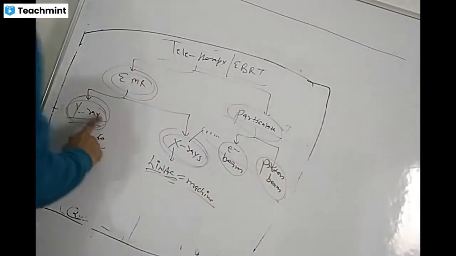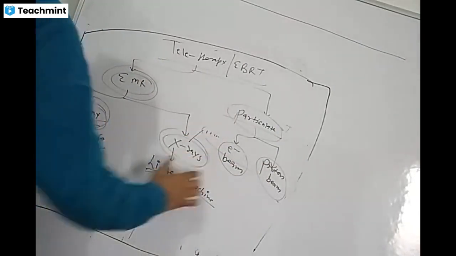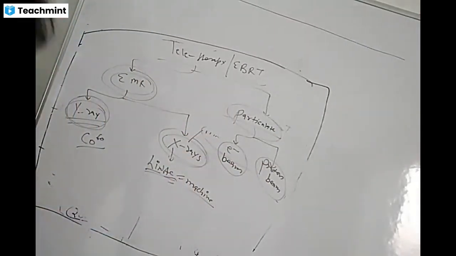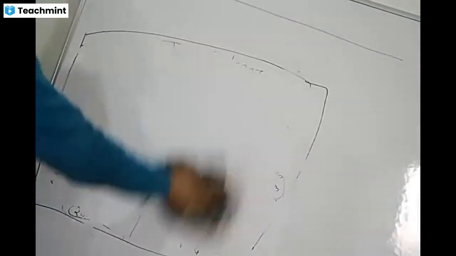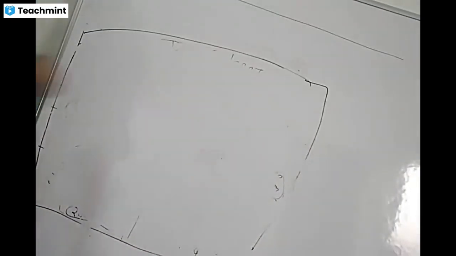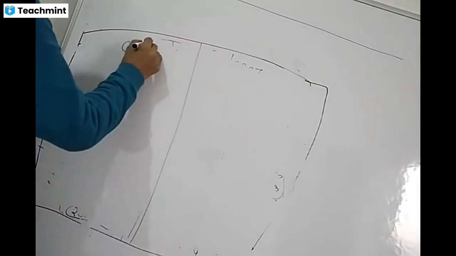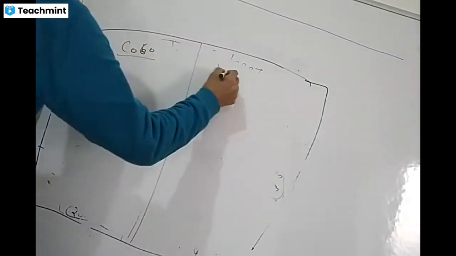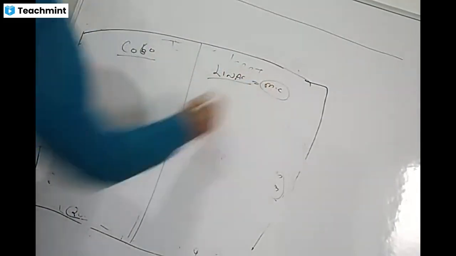So out of these two, gamma rays, that is cobalt-60, or LINAC, which is more commonly used? X-rays. So first, in teletherapy, we'll see that cobalt-60 and LINAC. Why is this more commonly used?